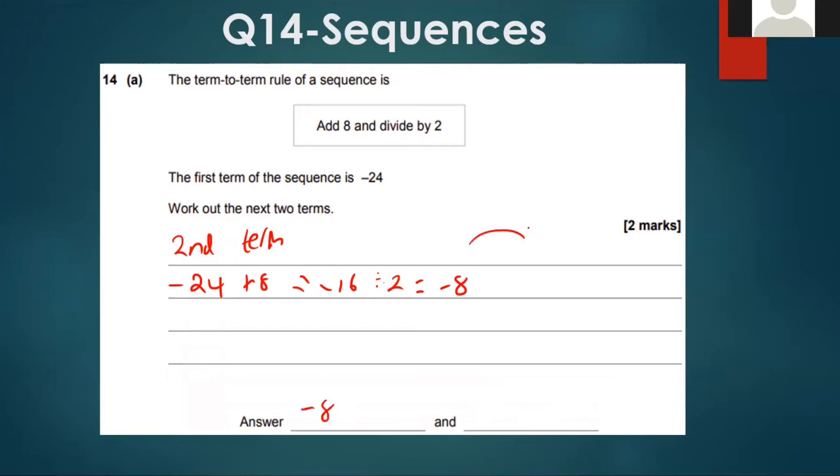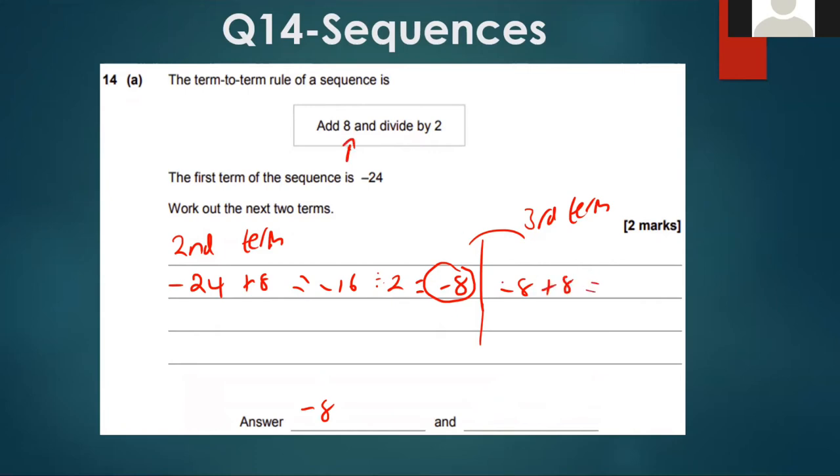And then you want to work out the third term. So you don't do it from this second term or the first term. You need to then do it from the minus 8. So it's then become minus 8. So just put a line there to show what my third term is. And then my next bit is add 8. So I do minus 8 plus 8. And then I have to divide by 2.